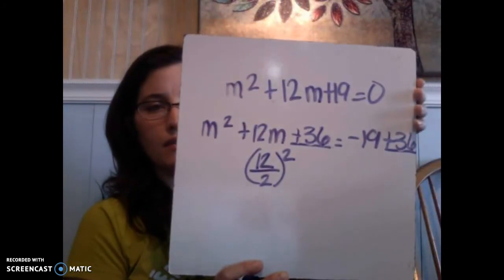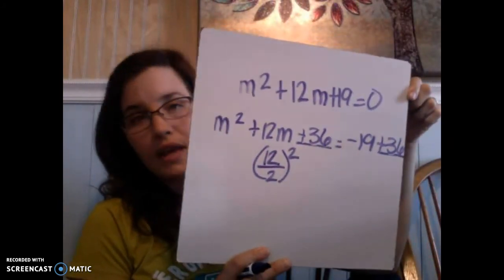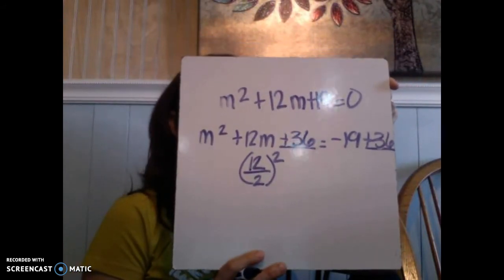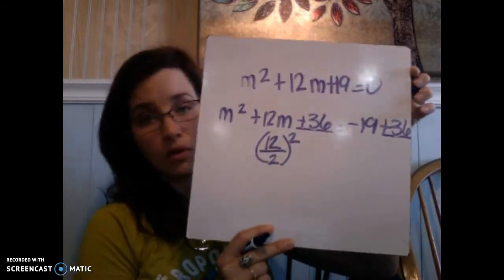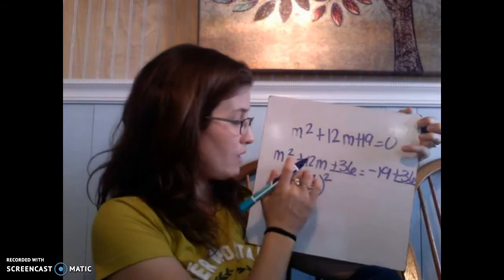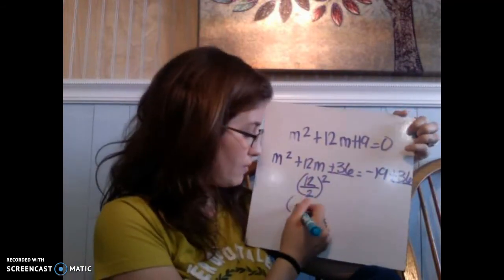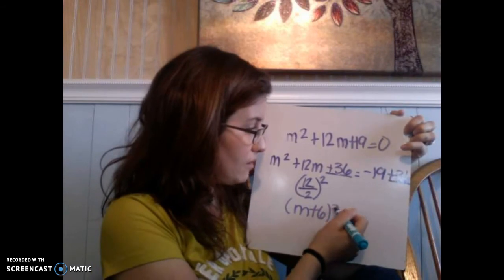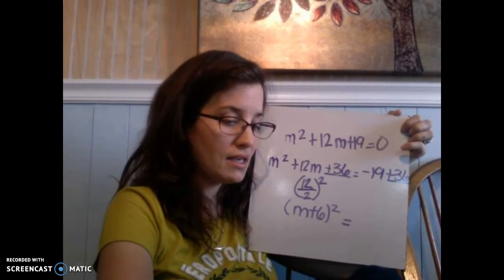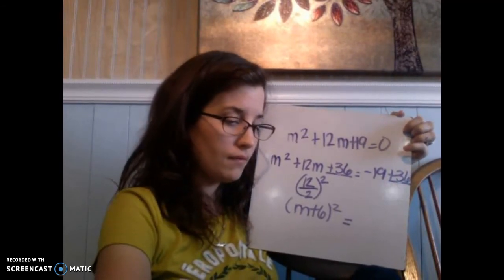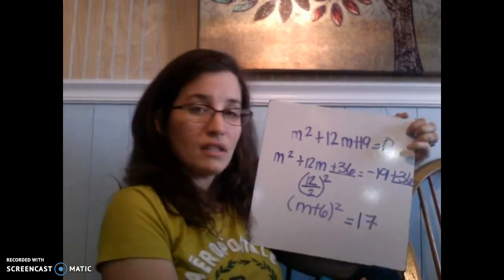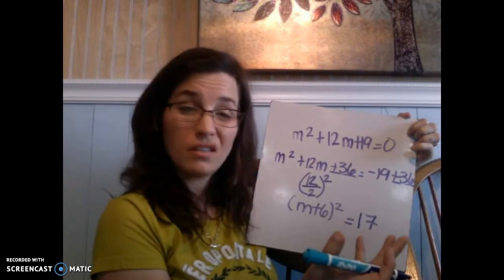Okay, so this is what we got so far. Again, make sure that the a is 1, move the c to the other side, take half of our b, square it, and add it to both sides. Now look, I have a perfect square, and it's a positive, positive, so this is going to be m plus 6 squared is equal to 36 subtract 19, which is 17. Okay, now I'm going to solve.